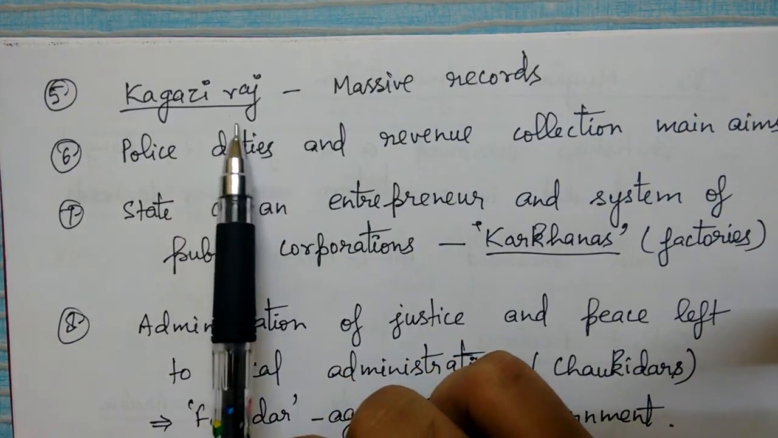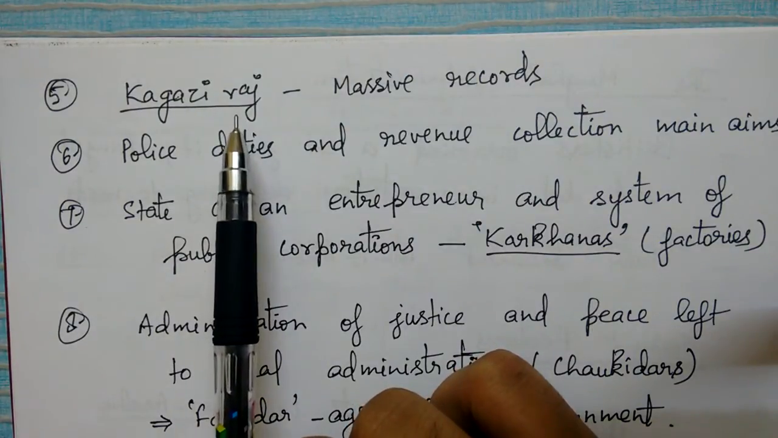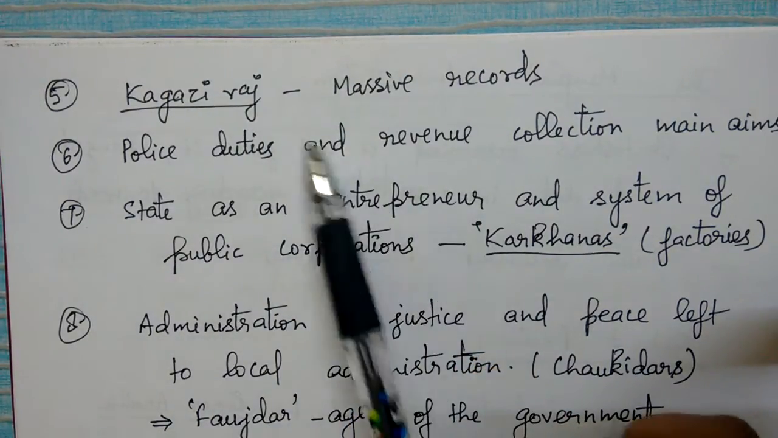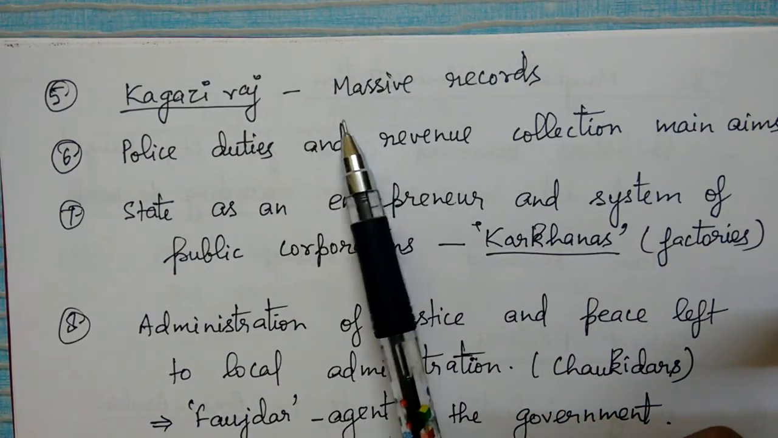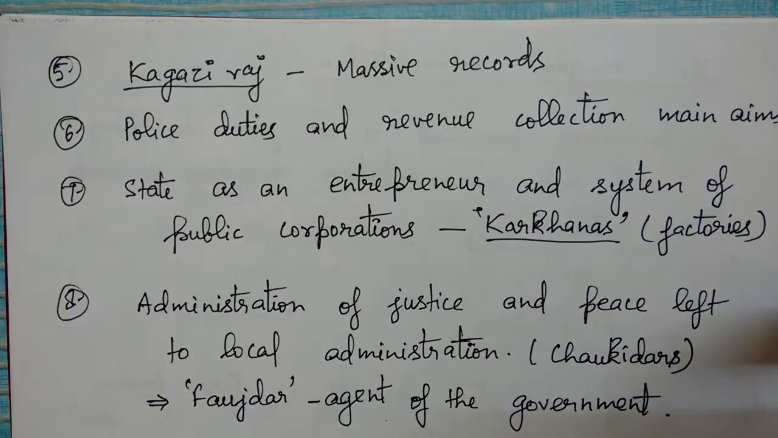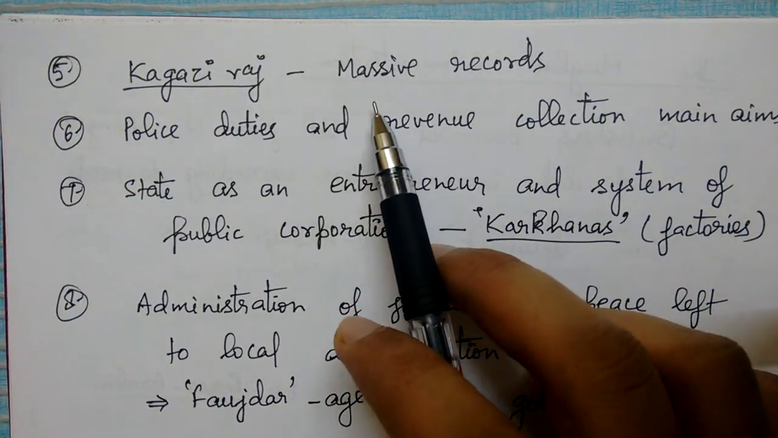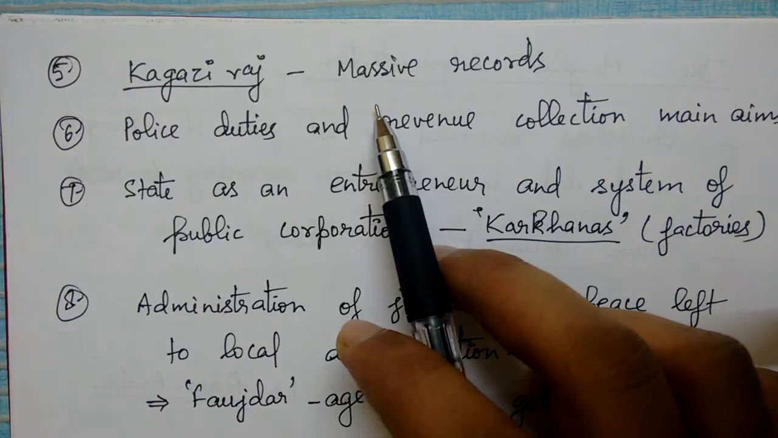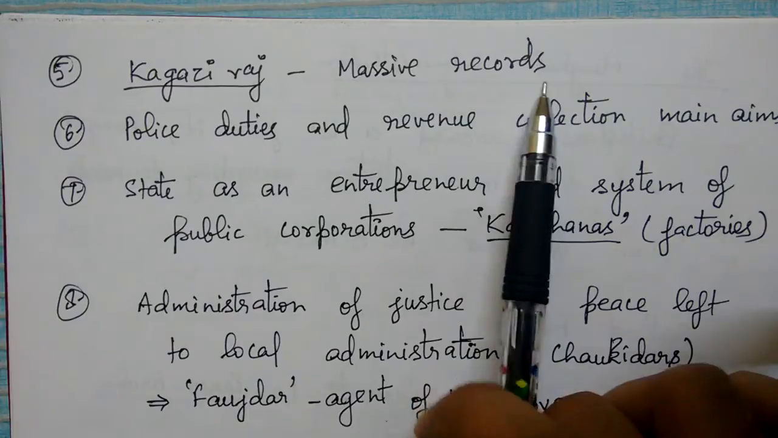So Kagzi Raj, if you listen to it somewhere, just remember that it is from Mughal administration, and this question can come this year. The Mughals used to keep records for everything because their whole state was very big, and they had a lot of bureaucratic officials also. We will see the names of them later. So they used to have massive records.